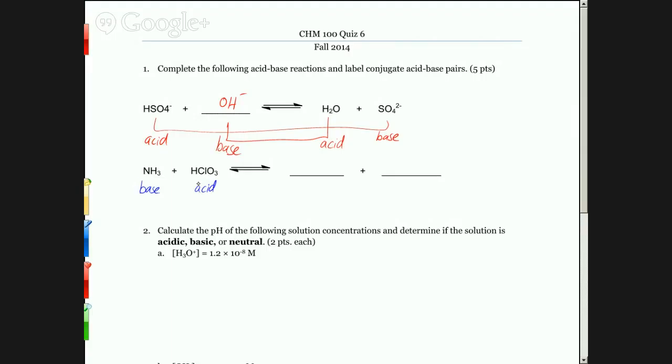So we want to look at what happens when the hydrogen goes from here over to here. Yep, that's going to give us ammonium, NH4+, okay? And then chlorate, which is ClO3-. So this will be paired up here, and this one over here.